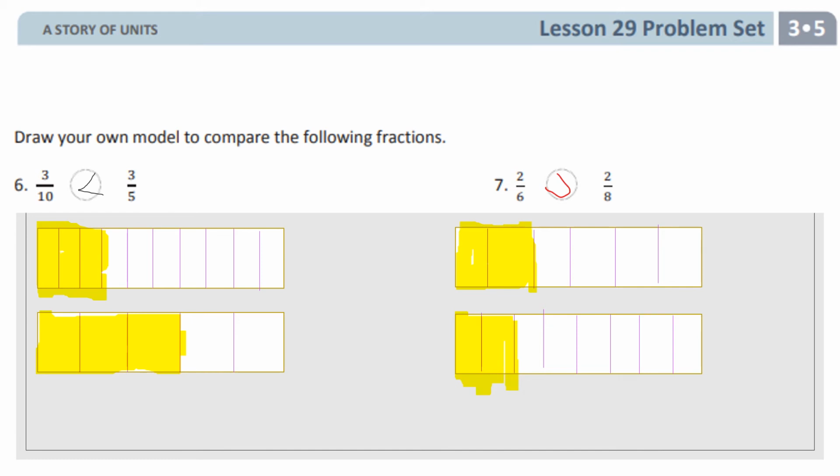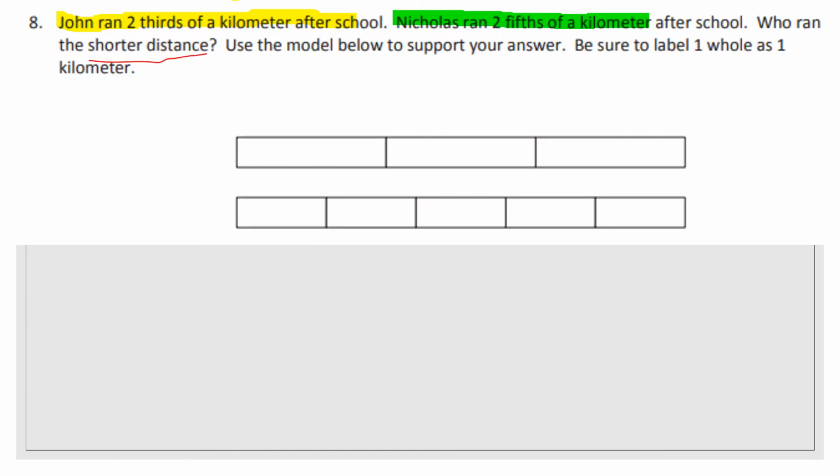So let's keep going. So now it says John ran 2/3 of a kilometer after school, and Nicholas ran 2/5 of a kilometer after school. Who ran the shorter distance? Use the model below to support your answer. Be sure to label one whole as one whole kilometer. Sorry, kilometer. I'm getting tongue-tied. I'm sorry, which I'm sure some of you are laughing at right now.